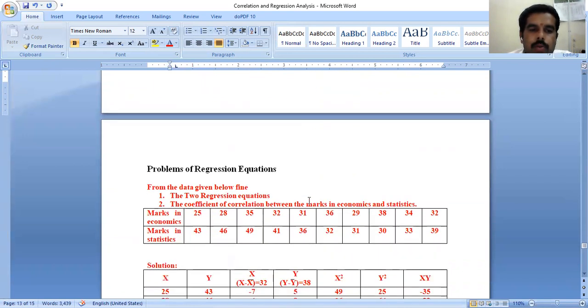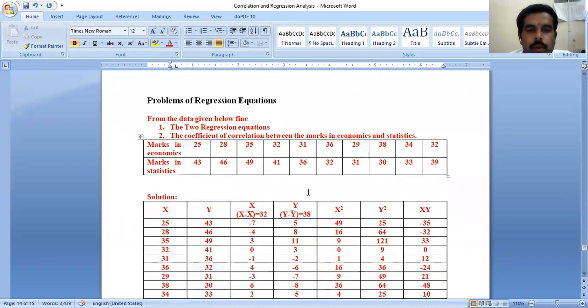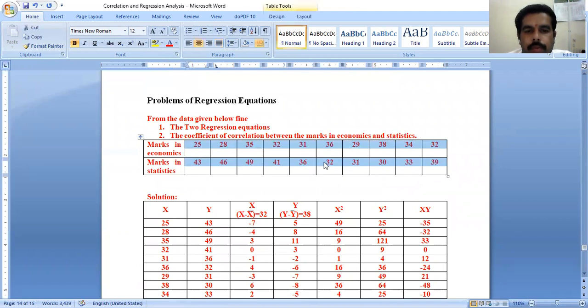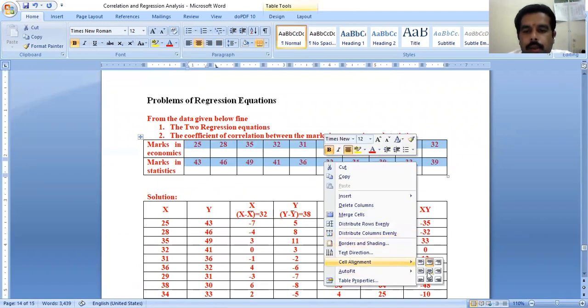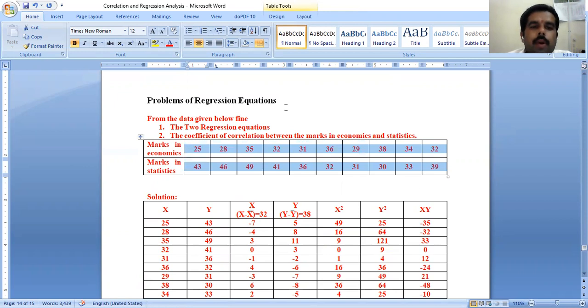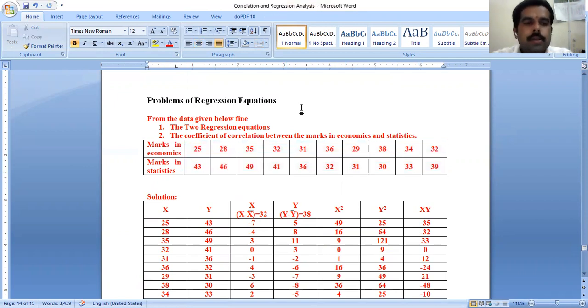So today we are going to start a small problem. We will have a small discussion on this problem. So observe properly. Here are problems of regression equations. From the data given below, find number one, the two regression equations, and the coefficient of correlation between the marks in economics and statistics. Marks in economics, marks in statistics, the information is given here.